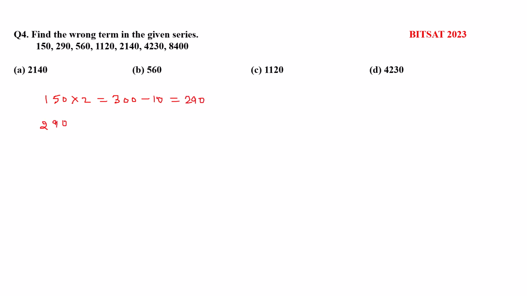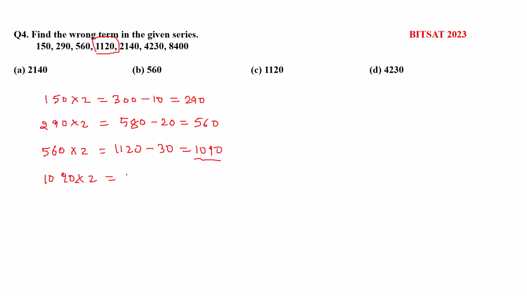Next, 290 into 2 if I do, I will get 580 and 580 minus 20 will give me the next number 560. Next 560 into 2 if I do, I will get 1120 minus 30, I will get 1090. But here it is given 1120, isn't it? 1120 is just double of 560. It means this is not in the pattern. But let's check the other one. So actually the value should be 1090. So let's try with that. 1090 into 2 if I do, I will get 2180 and minus 40 I am getting the next number correctly, isn't it? So it means C is the wrong term.